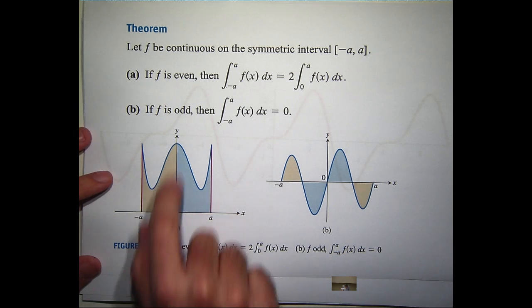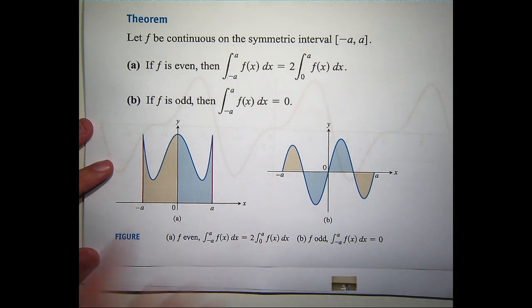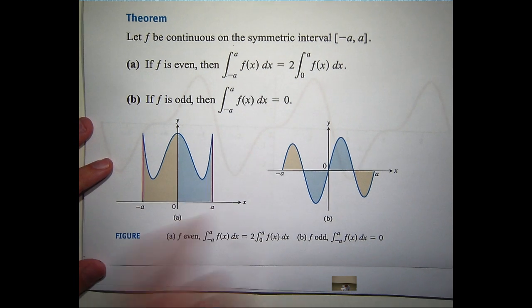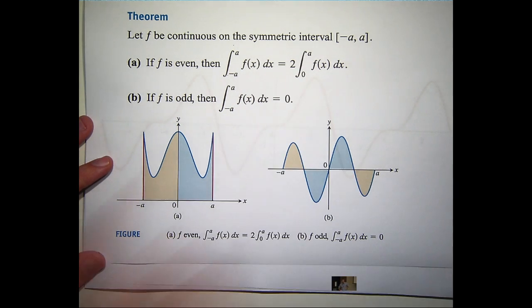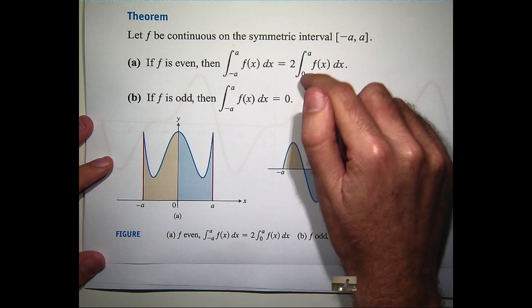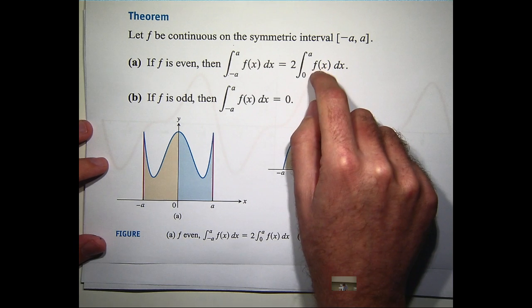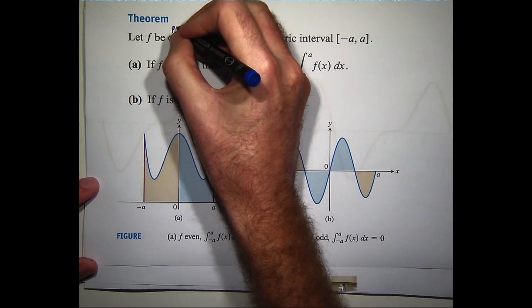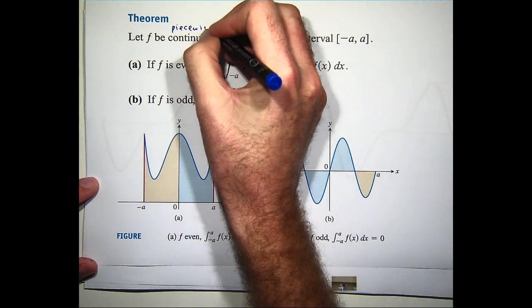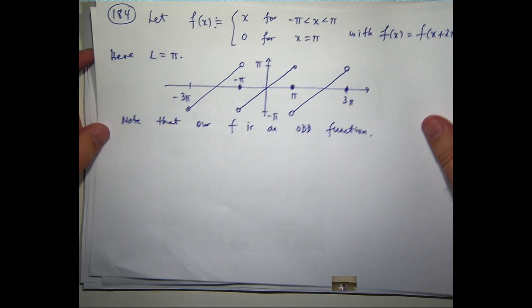Now, for even functions, you've got two lots of identical area here. So instead of integrating from minus a to a, what you do is you just integrate from 0 to a and double the integral. Why would you want to do that? Well, 0 is usually an easier number to work with than minus a, and also the function may be simplified. Now up here I've got f is continuous. Well, it can be piecewise continuous or just integrable. Anyway, let's get back to our example.